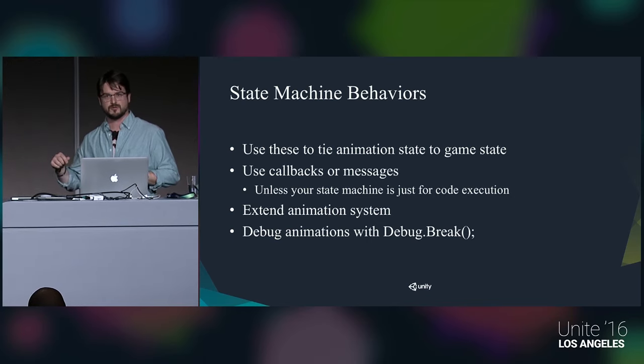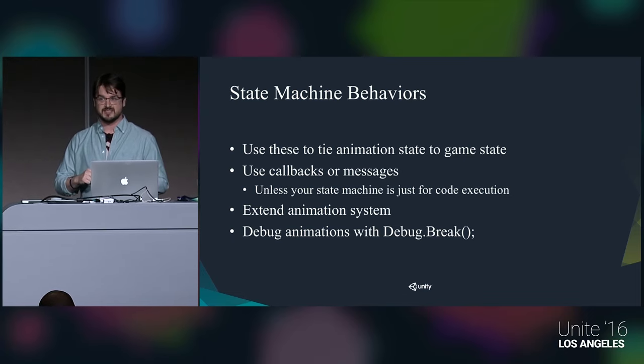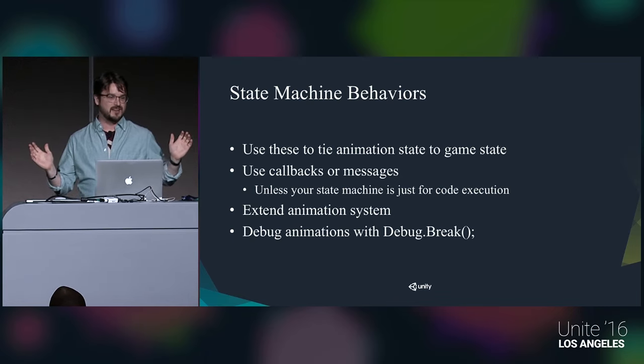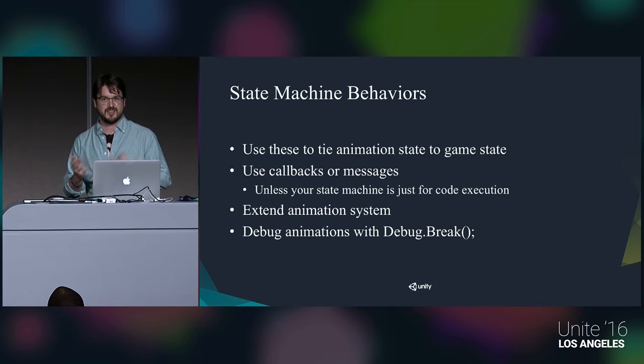The exception is if you're writing state machine behaviors that drive your animator themselves. And Debug.Break is the single most useful state machine behavior. On state enter, Debug.Break. You can attach it anywhere in your Mecanim setup, and you have a breakpoint, just like you would in any other visual scripting system.